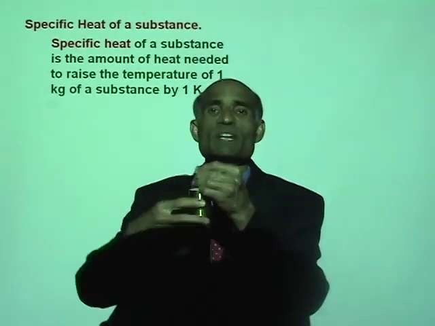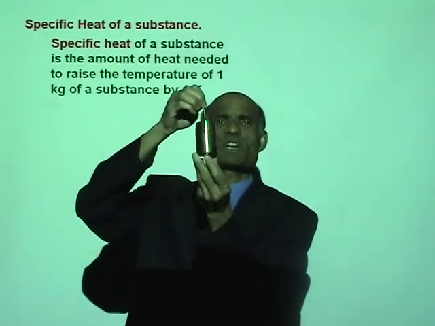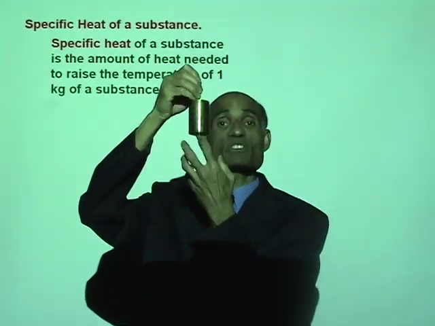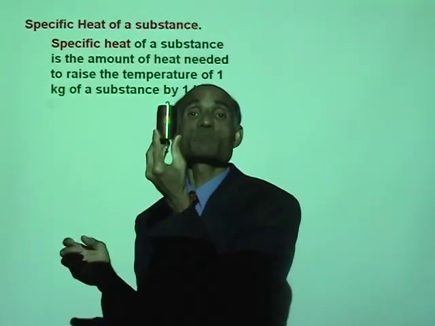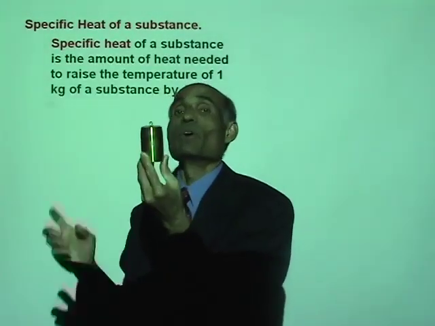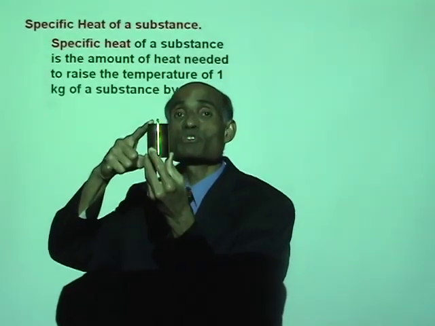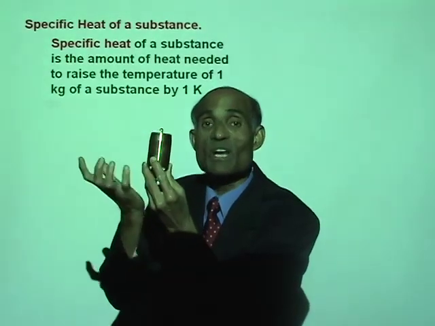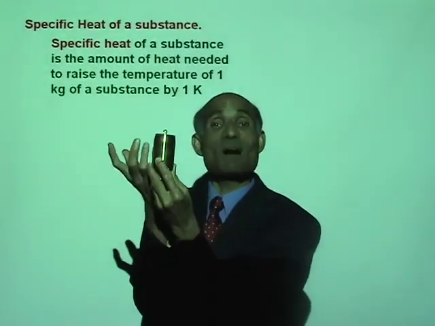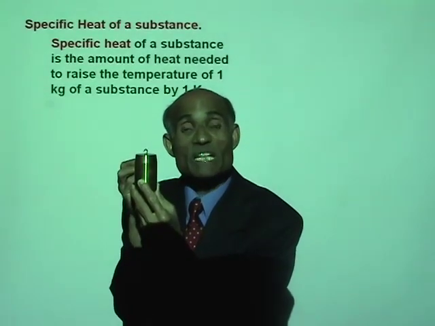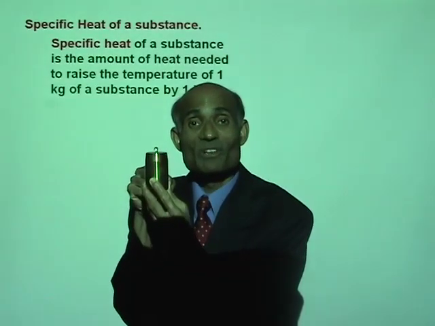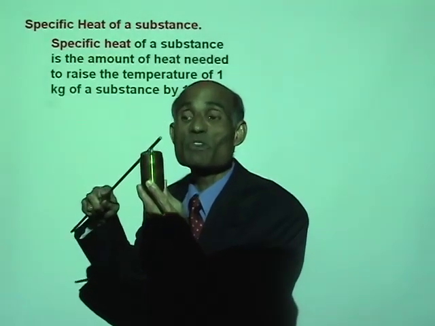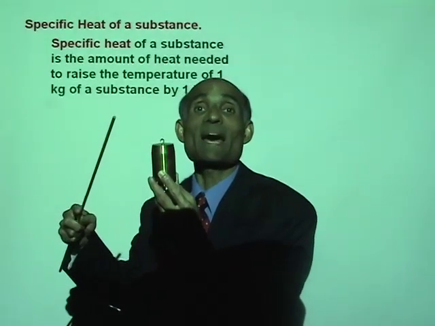Now, I have been using this object in many of my demonstrations. Do you remember what this is? I showed you in my first class. This is a mass of 1 kilogram and this is made of brass. Now, if I want to increase the temperature of this 1 kilogram of brass by 1 degree Celsius, I need to supply a certain amount of heat. That amount of heat I need to supply to this to increase its temperature by 1 degree Celsius is called the specific heat of this substance of brass.